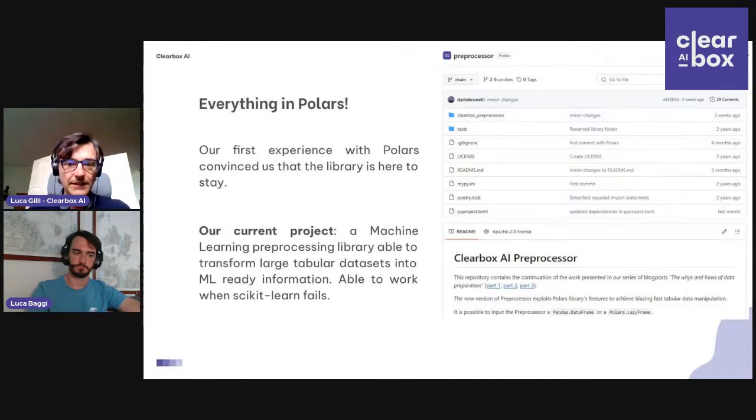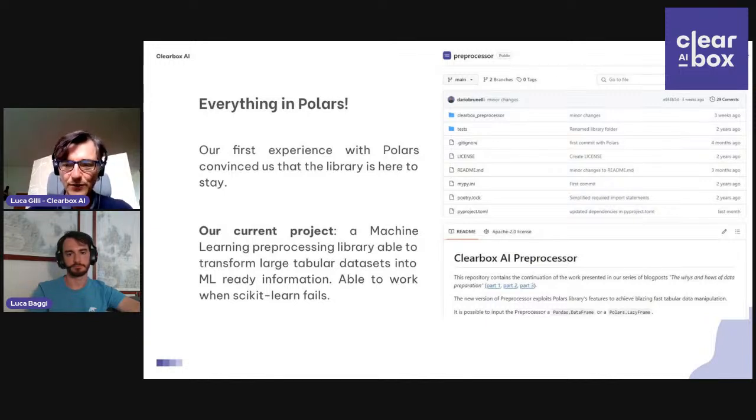So right now we are working with this, a colleague of mine, Dario, is working mostly on this preprocessing library, which basically wants to be a machine learning data preparation library written in Polars instead of scikit-learn. And we are really excited about this project, because we really feel like it can really make a difference when you're really working with large scale data, and not just with toy data sets as we might be used to in machine learning.